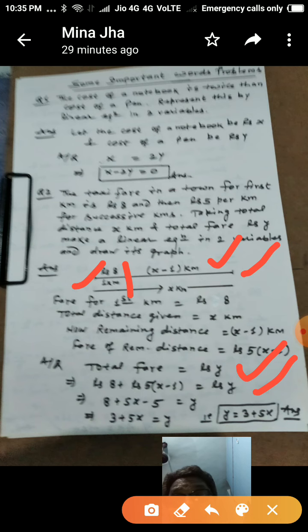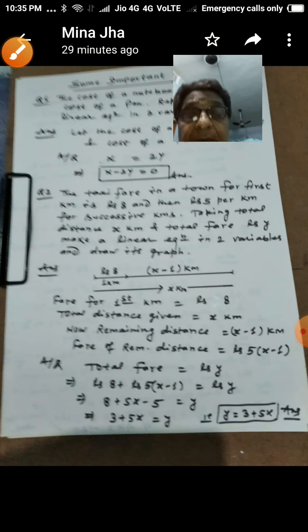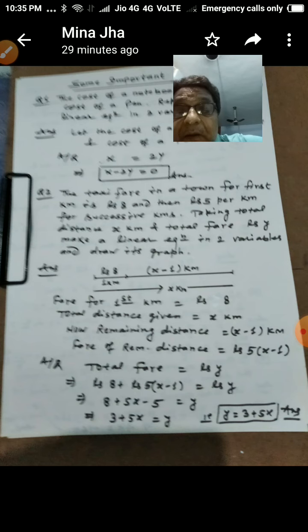rupees y. Now removing rupees from both sides, we have the equation 8 plus 5x minus 5 equal to y, and ultimately it is 3 plus 5x equal to y, and ultimately we say that y is equal to 3 plus 5x. So this is the required equation.